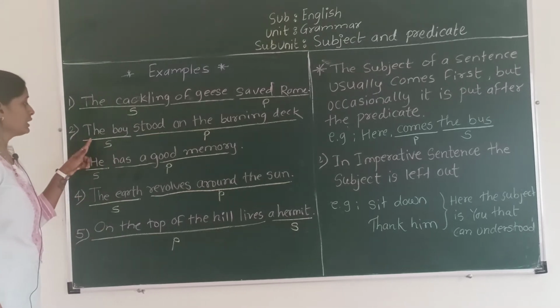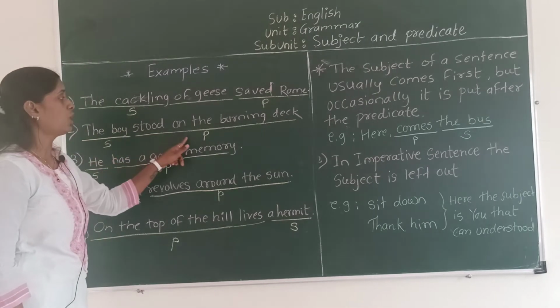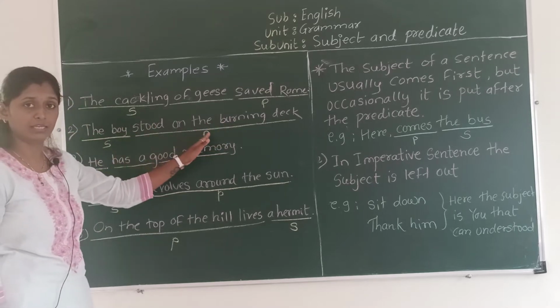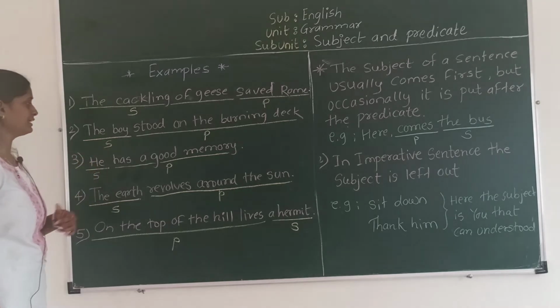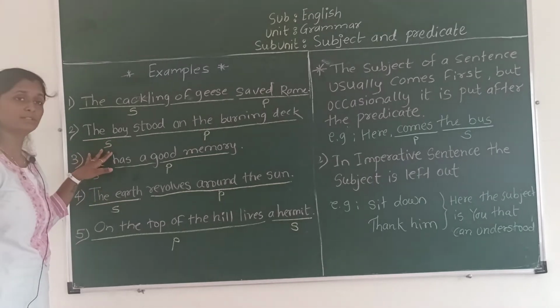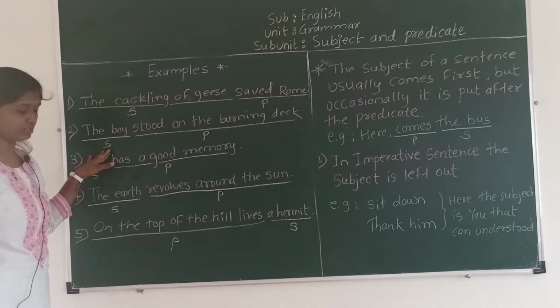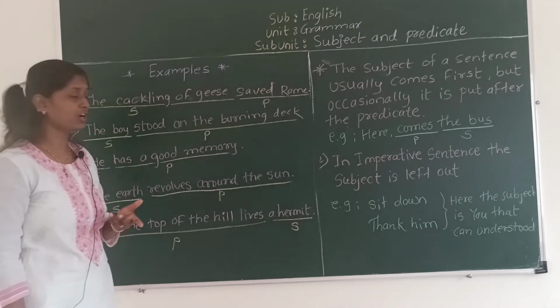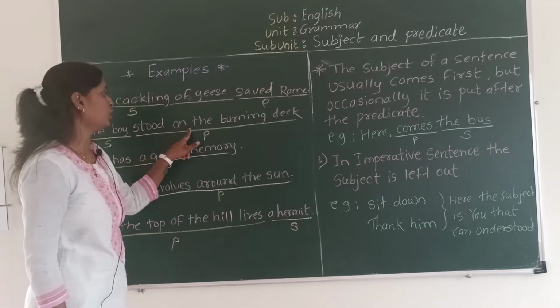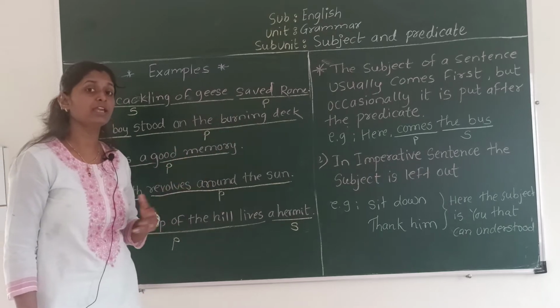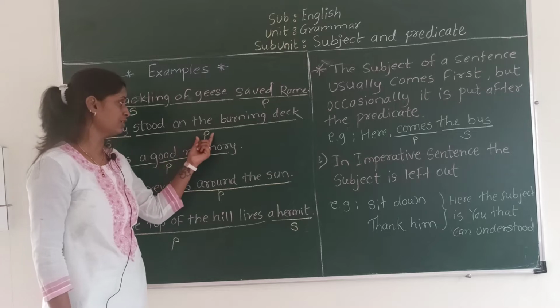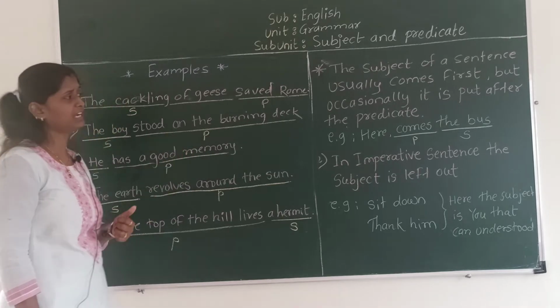Next is, the boy stood on the burning deck. Now in this sentence we are talking about the boy. So that is the subject part. And what have we talked about? Stood on the burning deck. We have talked about the boy, so that is the predicate part.